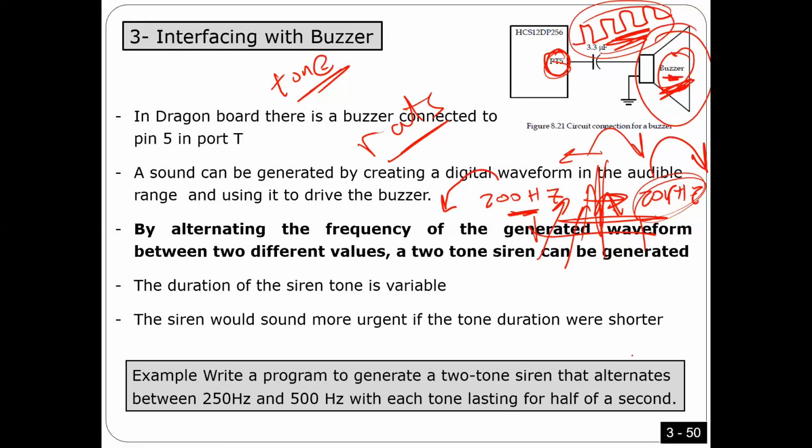In this program, I want to generate a 2-tone siren, like a police siren. One tone is 250 hertz, the other tone is 500 hertz. You know the police siren: it has 2 tones, and we alternate them. This is one tone, this is another tone. That's exactly what we're going to do in this program: generate 2 different tones and alternate them.